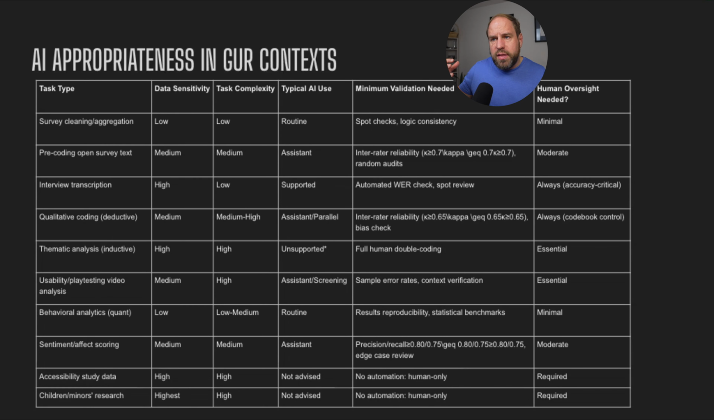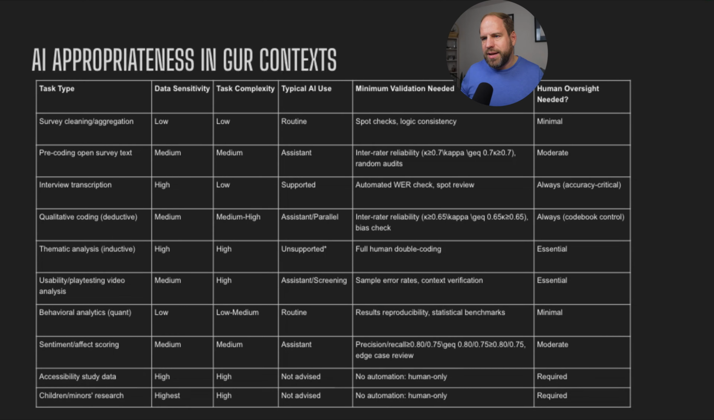And then we have the typical AI use, and that's kind of how AI is usually involved in these tasks. If it's a routine task, AI can handle it. You may even want to build an agent so that you can automate it. If it's an assistant, this is the more common scenario that most people are aware of. You have an AI that just helps the human researcher, that you can ping pong back and forth with and get better insights. And if it's not advised or unsupported, that means do not put that in there.